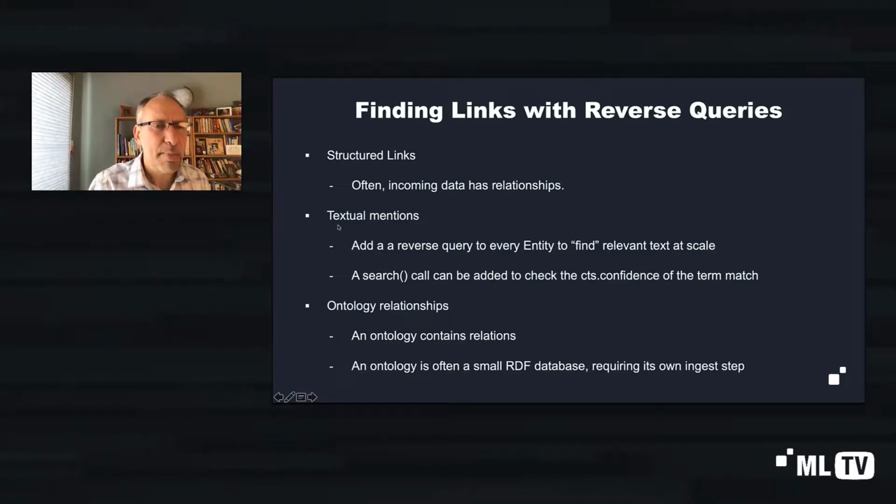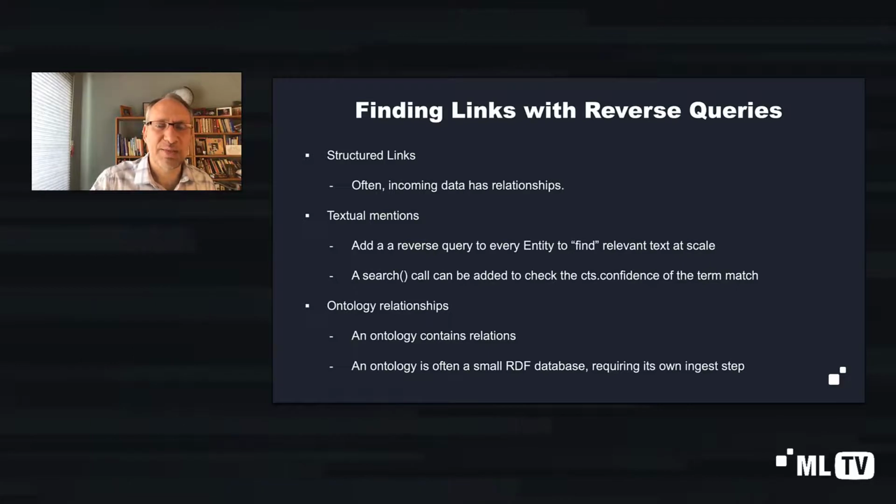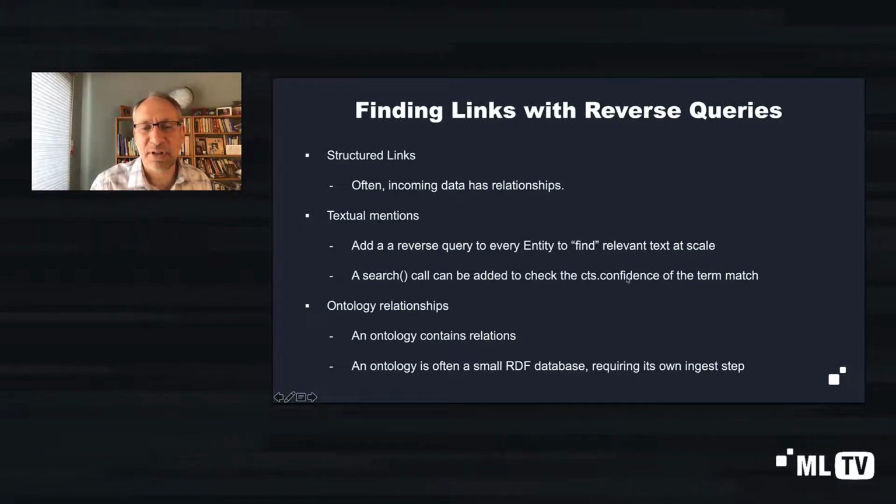So that's great. But when there's textual mentions, we add reverse queries and run that during ingest. A trick, really the one that I want to point out, is what we then do in the example app: we turn right around and we query that one document. We constrain the query to be that explicit URI of that document, and we do a search for that same text, even though we know it's there, so that we can check this CTS confidence on the match.